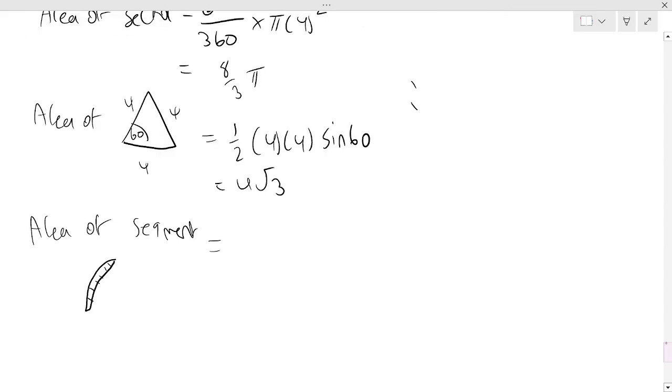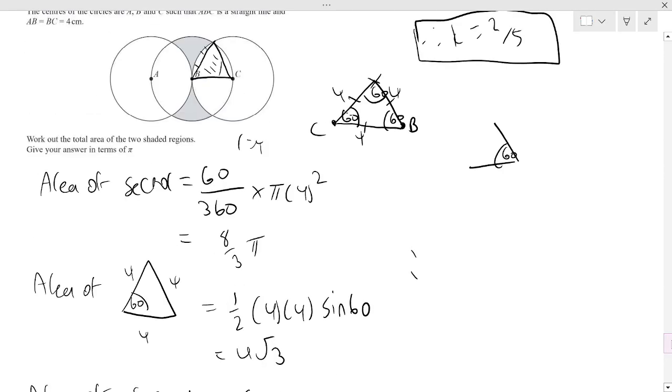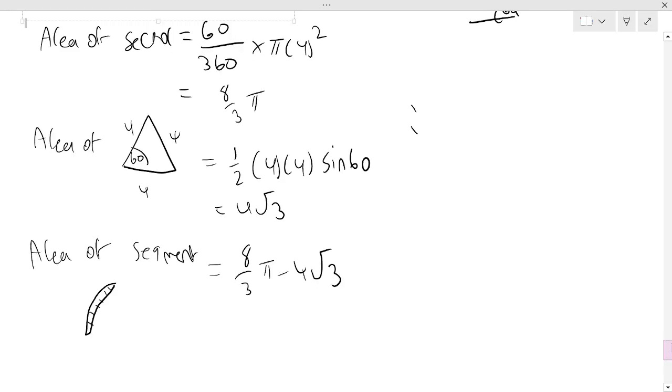So that's going to be 8 over 3 pi, take away 4 root 3. However, we can't compute that because that gives a decimal. We need an exact answer. We need it in terms of pi. So we're going to have to leave that there. So that's the area of the segment.